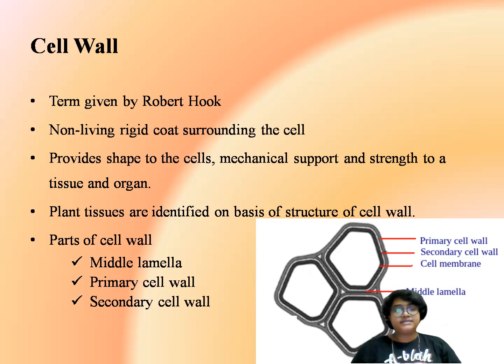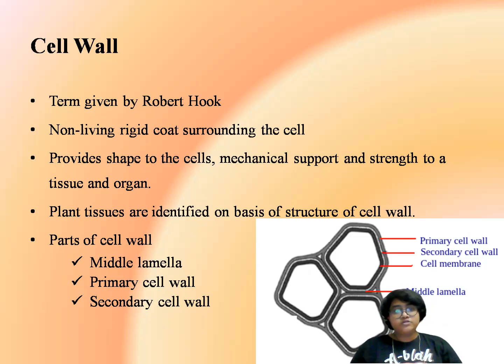So for example, let us take an egg, and let us consider that the eggshell is the cell wall of that cell. Now if you remove the shell from the egg, how will it look? It won't have any shape, right? It will just spread. Therefore, the cell wall is needed to provide shape to a cell, and on the basis of the structure of the cell wall, tissues are identified. There are several kinds of tissues in a plant.